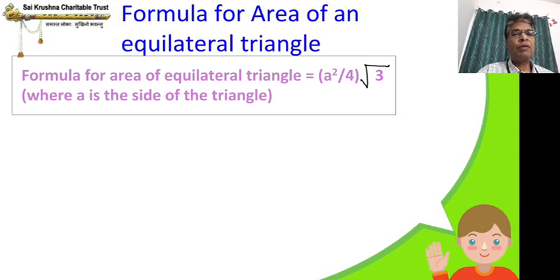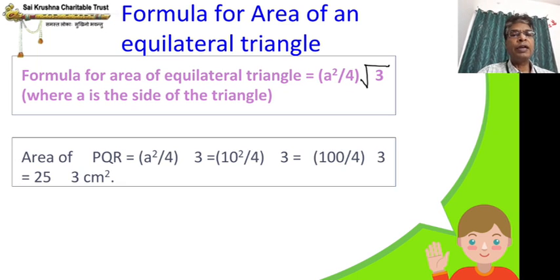So this is the formula for the area of an equilateral triangle, a square by 4 root 3, where a is the side of the triangle. So if you know one side of the triangle, then you can find the area of the triangle using the area of an equilateral triangle formula derived from the half BH formula.